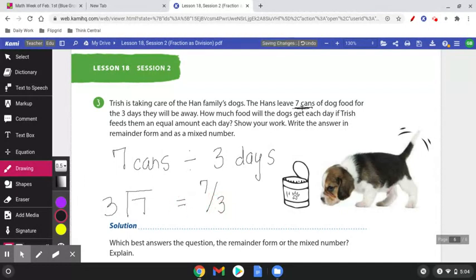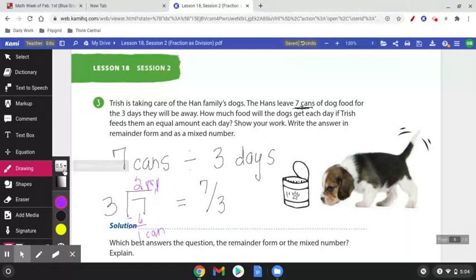It does say to write the answer in remainder form and as a mixed number. So in this case, we can write it either way. We can do the remainder form, which I'm going to do next. Here's my division problem. 3 fits into 7 2 times, so I know they'll get at least 2 cans. Then I get 1 can left over. So I can write that as 2 with a remainder of 1.